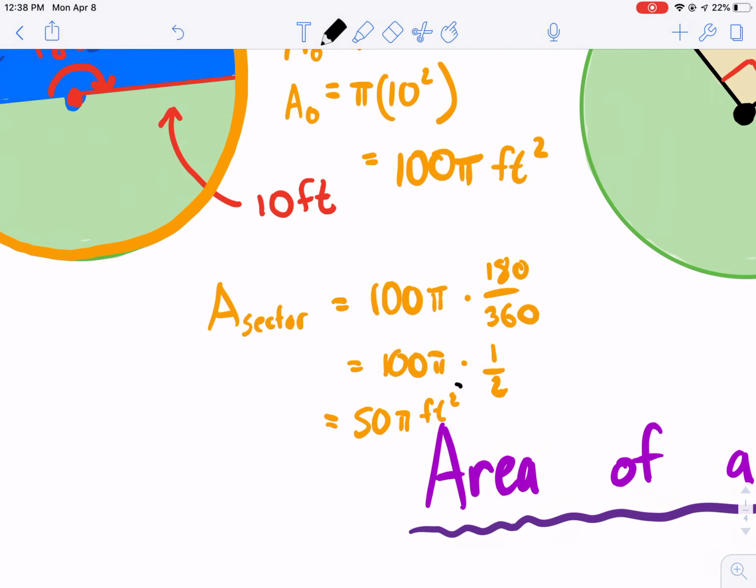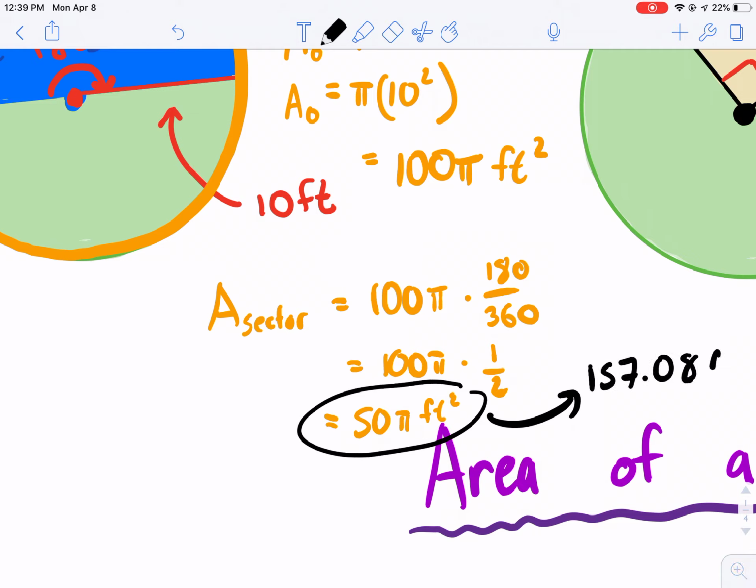Now, if you were to multiply that out on your calculator, make sure you use the pi button. If you use 3.14, you're going to be in the ballpark, but if you want to be as exact as you can, please use the pi button on your calculator. I got 157.08 feet squared, rounded. But for now, just leave it in terms of pi. I know you guys like to use your calculators, but just calm down. Use pi. You guys like to eat it, you should like to use it too.